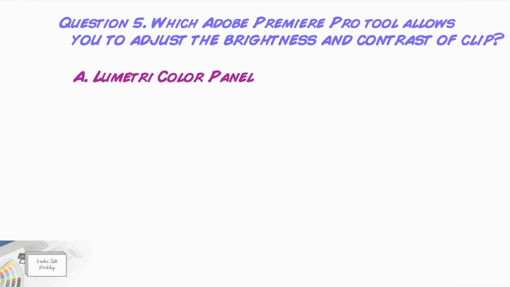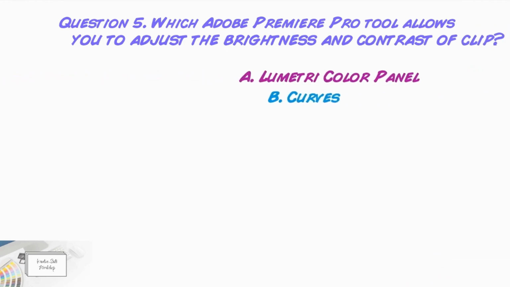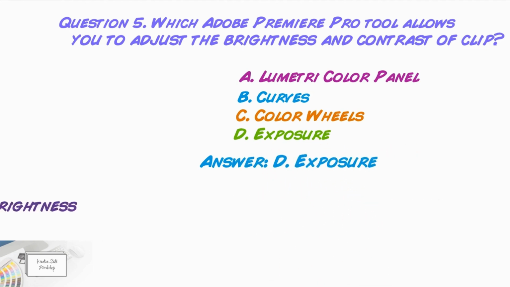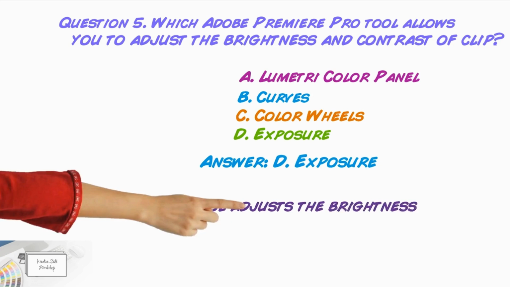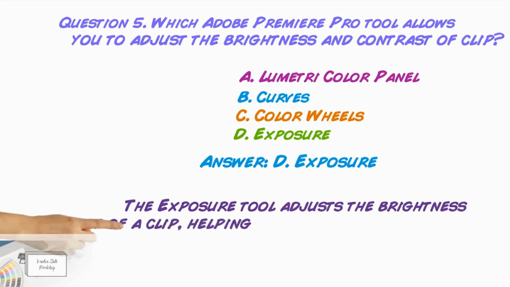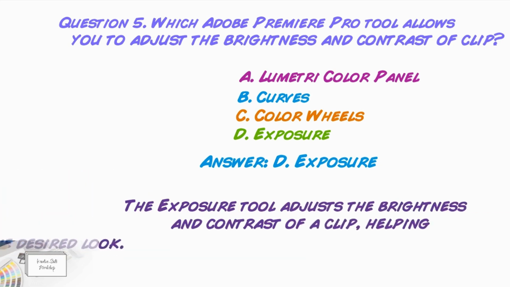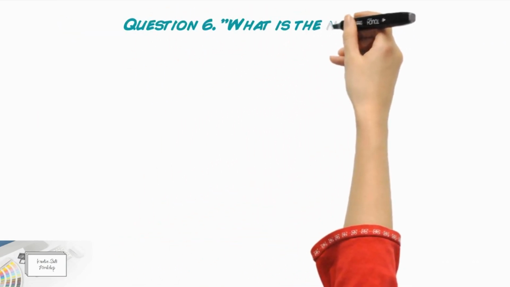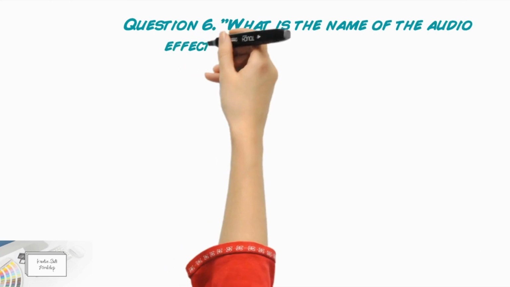Question 5. Which Adobe Premiere Pro tool allows you to adjust the brightness and contrast of a clip? A. Lumetri color panel. B. Curves. C. Color wheels. D. Exposure. Answer: D. Exposure. The exposure tool adjusts the brightness and contrast of a clip, helping you achieve the desired look.